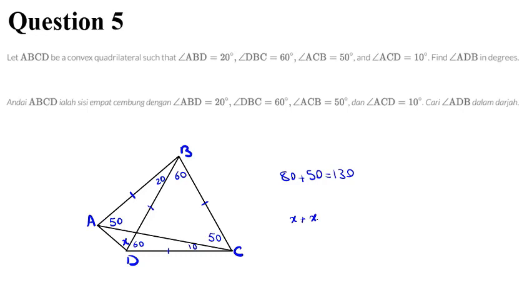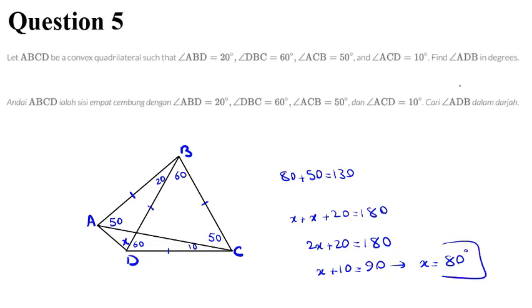So x plus x plus 20 is 180. So we can say 2x plus 20 equals 180. We divide both sides by 2: x plus 10 is 90. So x is 80. The answer of this problem is 80 degrees.